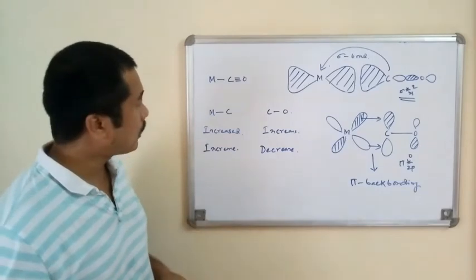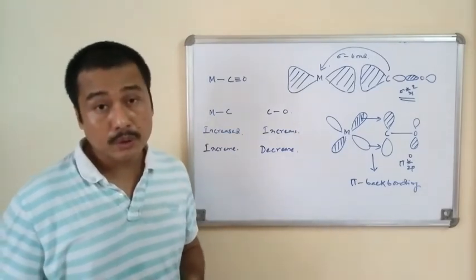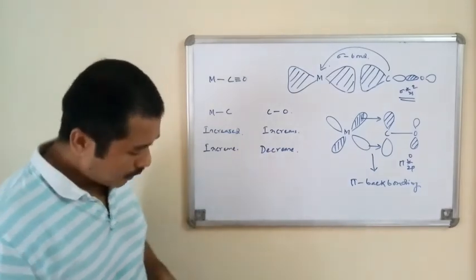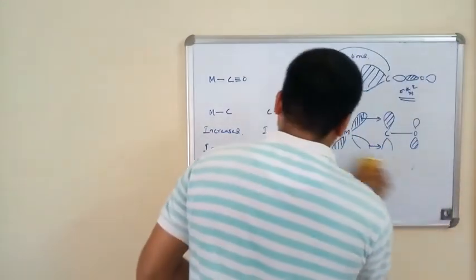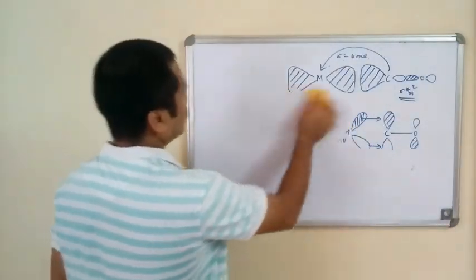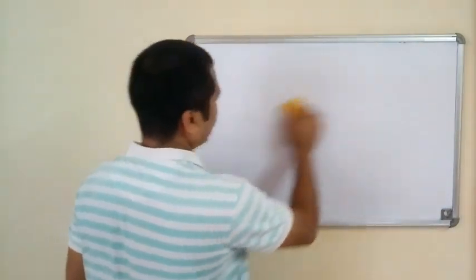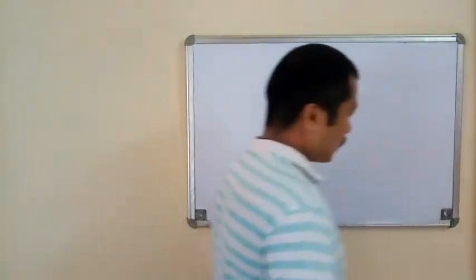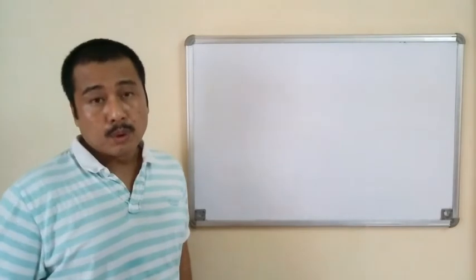So this has allowed us to answer both of the two questions that we had raised in the beginning of this lecture. Now let us look at some more experimental evidences which allow us to see that there is considerable pi back donation in metal carbonyl complexes. The first experimental evidence that we will see is in bond distances.